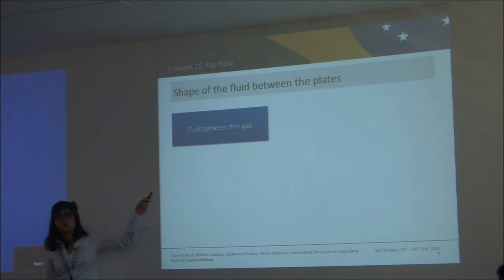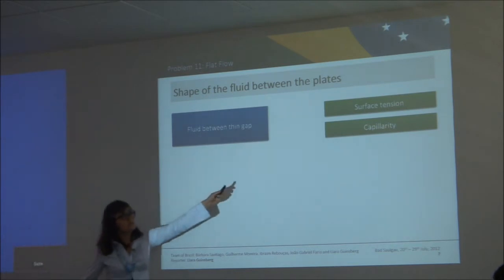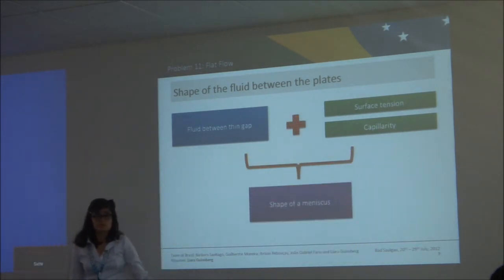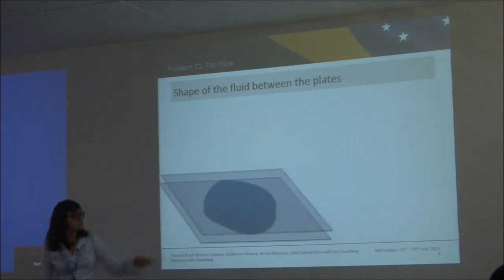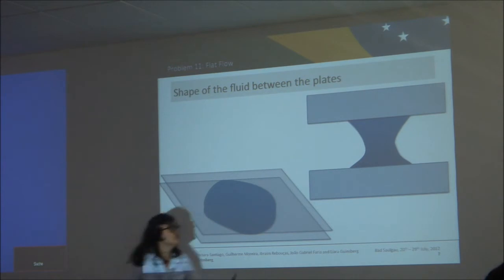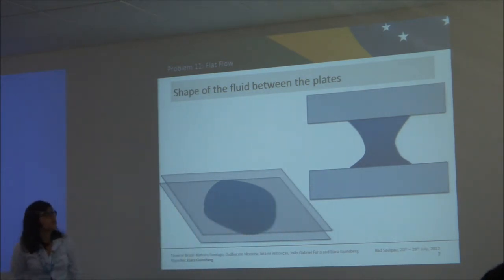And we can calculate the shape of the fluid between a thin gap with surface tension and capillarity, and we have the shape of a meniscus, as you can see from this simulation. Here between the two plates, and here when we have a small droplet between these two plates.